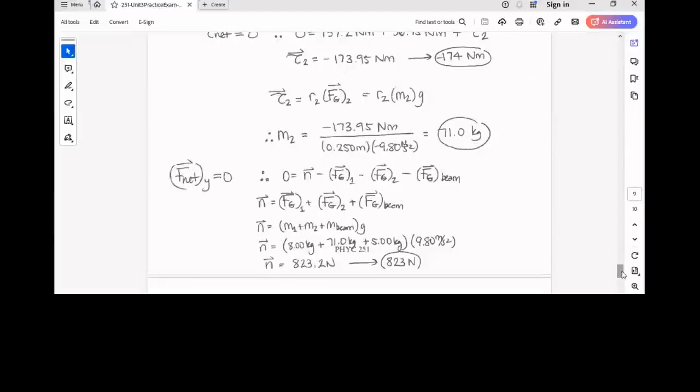Last but not least, because I now know the mass of M2, I can figure out what the normal force has to be. It's got to be the lone upward force that is opposing the gravitational force from block 1, the gravitational force from block 2, and the gravitational force of the beam itself, or Earth acting on the beam itself. So that's just going to be the sum of all the other gravitational forces that are known. I can just add those masses together, multiply by free fall acceleration, and I get a normal force of 823 newtons.